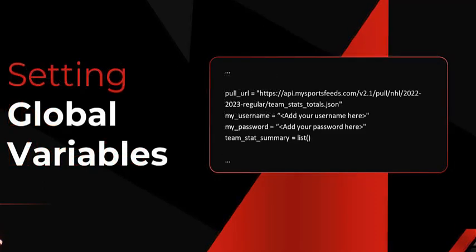This next code snippet defines the endpoint URL, username, and password for retrieving data from the mysportsfeeds.com API. The poll URL variable holds the endpoint URL of the API that contains NHL team stats. The myUsername variable holds the username for accessing the mysportsfeeds.com API, and the myPassword variable holds the password for the user account.